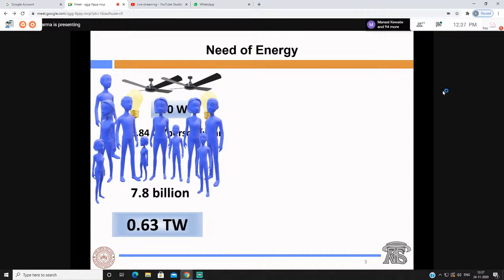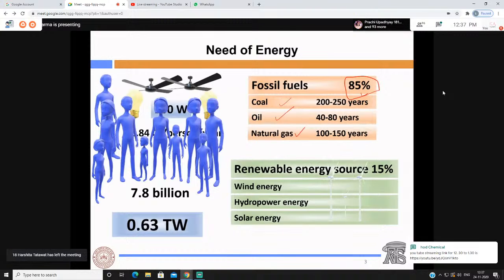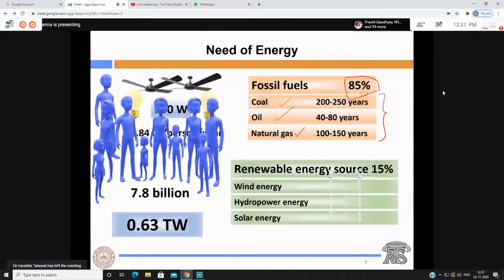From where does this energy come? We have fossil fuels, which contribute 85% of the total energy being utilized. These fossil fuels consist of coal, oil, and natural gas. So what is the advantage of fossil fuel? That it is available in nature. We dig it, we refine it, and we utilize it. But what is the drawback? The drawback is that when we utilize these sources of energy, we deteriorate our environment by the production of harmful gases.